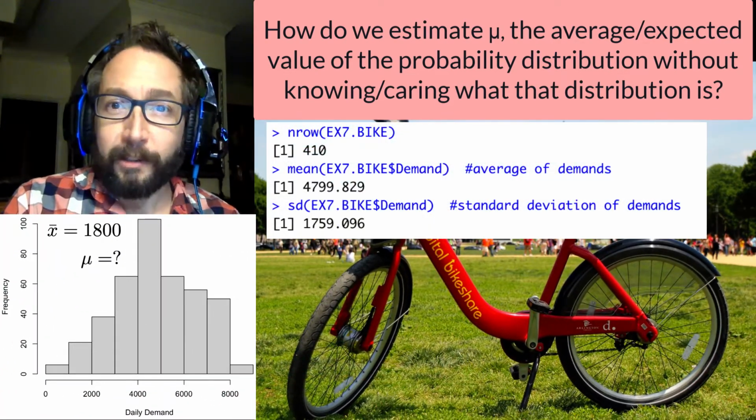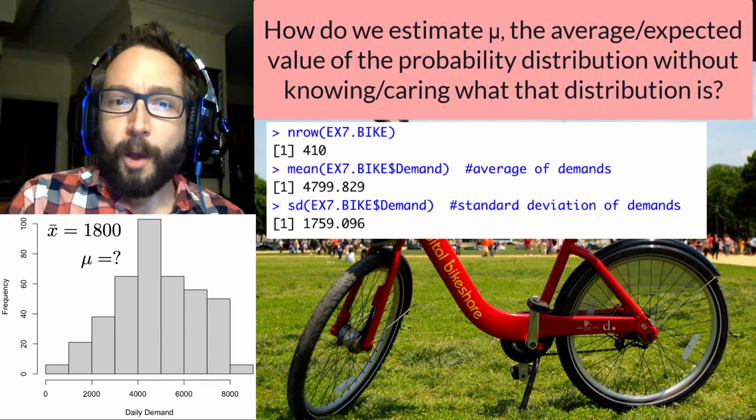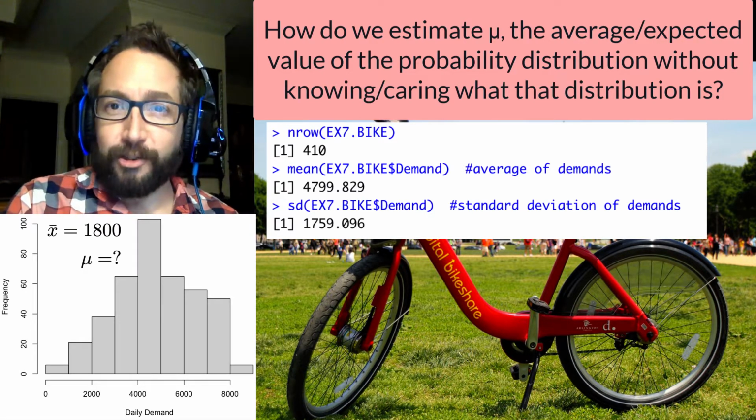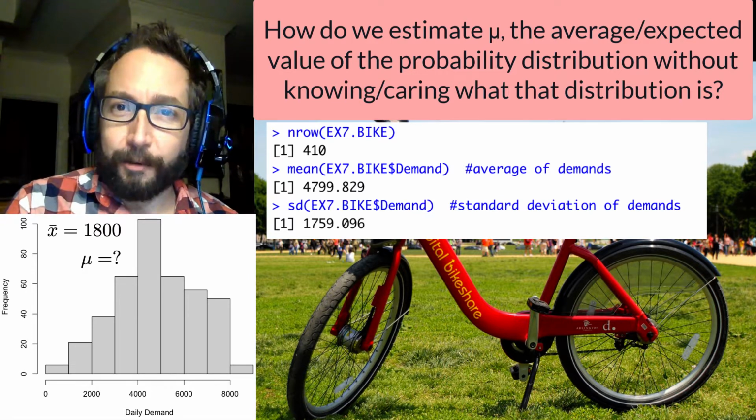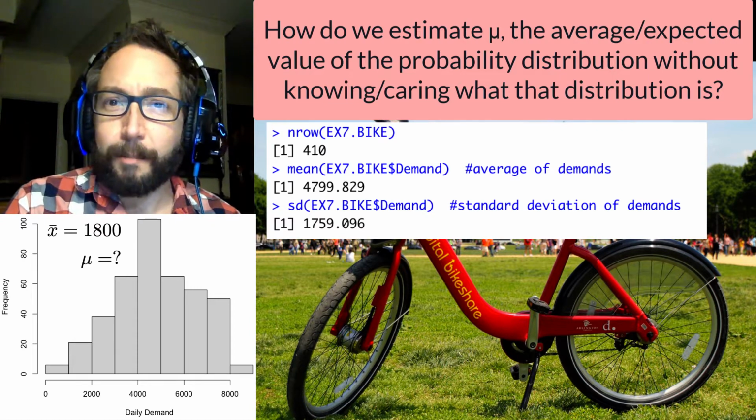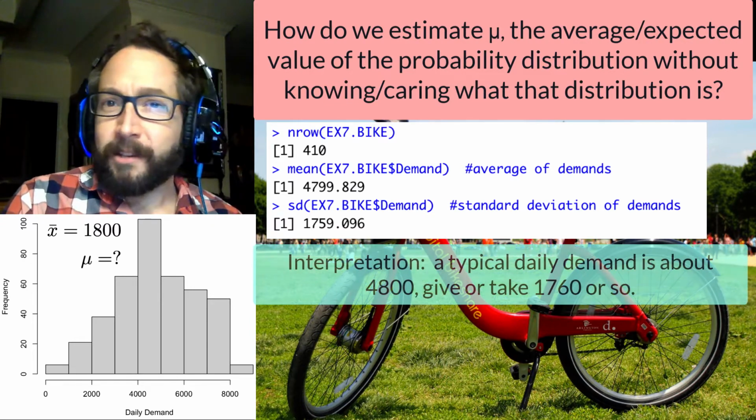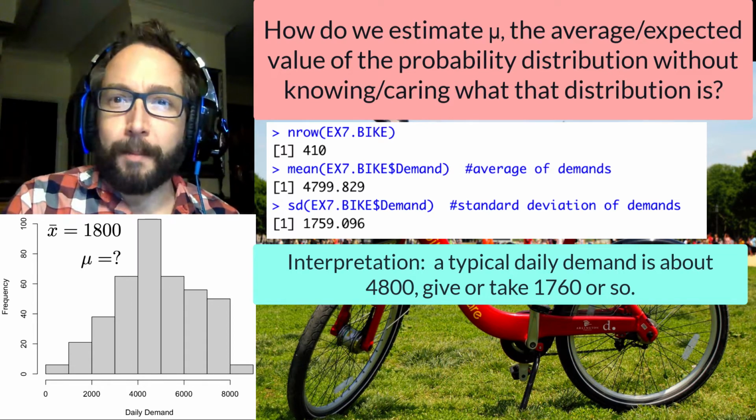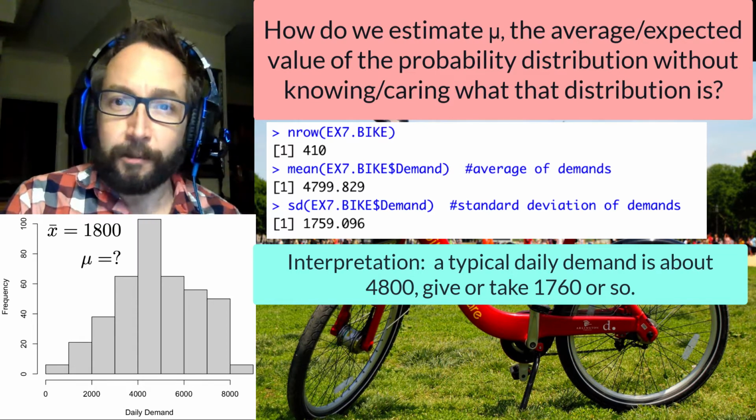Now, if we go and look at some of the statistics of the sample, we find that the average value of the demand for each day is right at about 4,800 bikes, and the standard deviation of the number of bikes demanded is a bit over 1,700. So on any typical day, we expect about 4,800 bikes to be demanded, give or take maybe 1,700 or so.